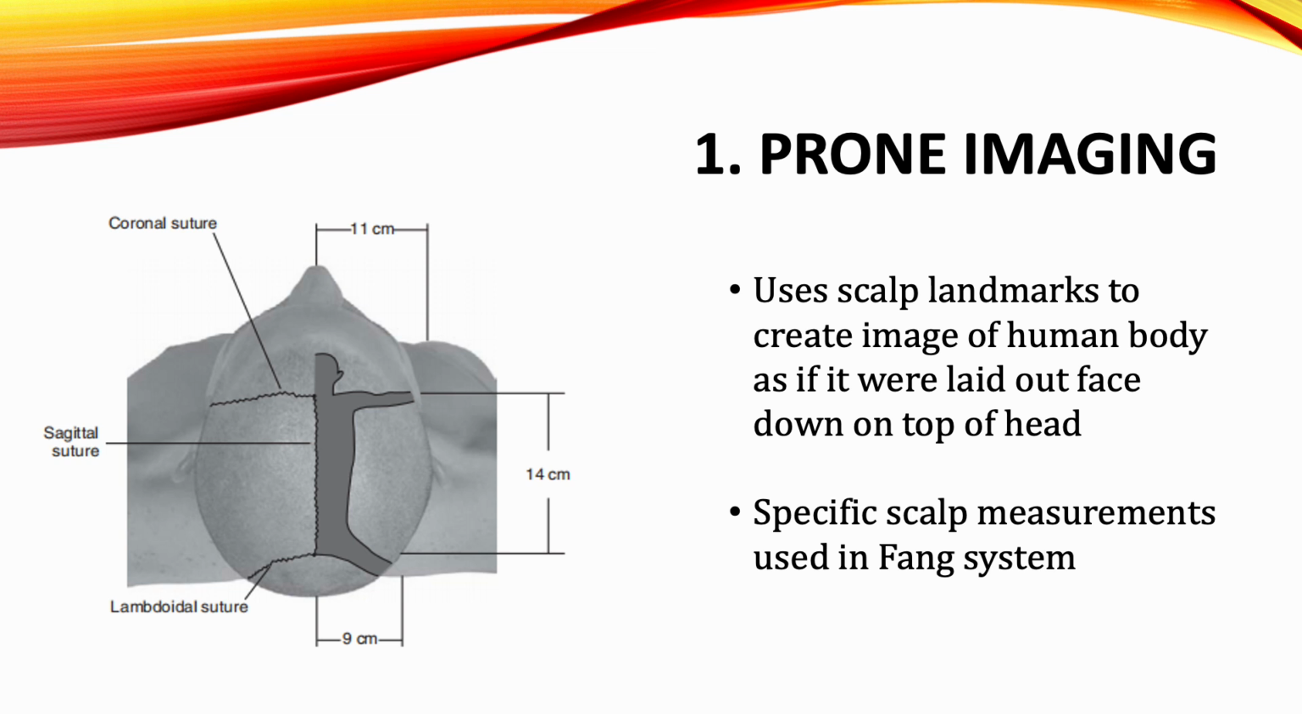Point locations and indications. Prone imaging. Prone imaging uses scalp landmarks such as the coronal suture, sagittal suture, lambdoid suture, and bony structures to create an image of the human body as if it were laid out face down on the top of the head. Prone imaging represents the motor nerves of the body, also called the motor center. Acupuncture needles are used on this area to treat whole body disease, especially of the motor system, nervous system, and cardiovascular system.